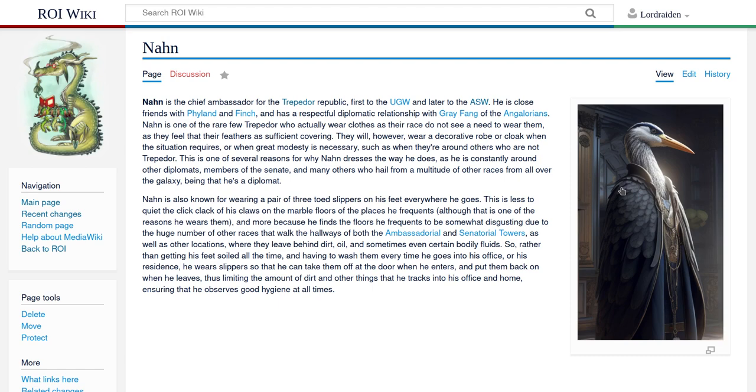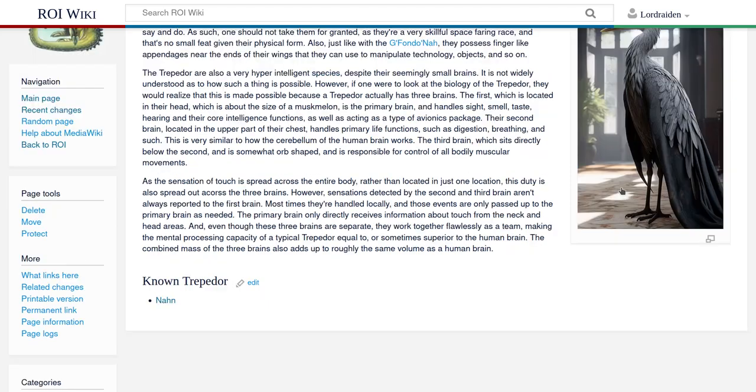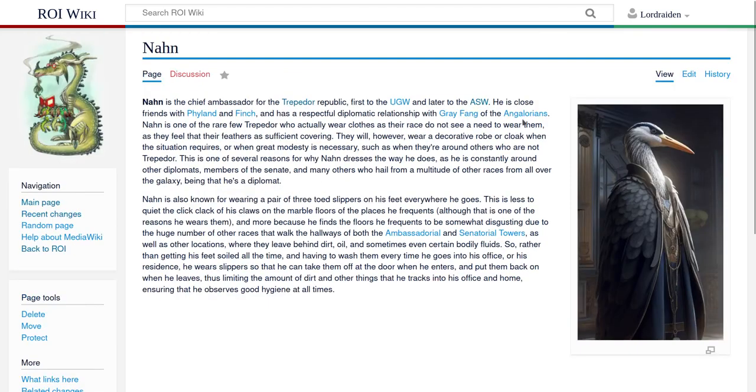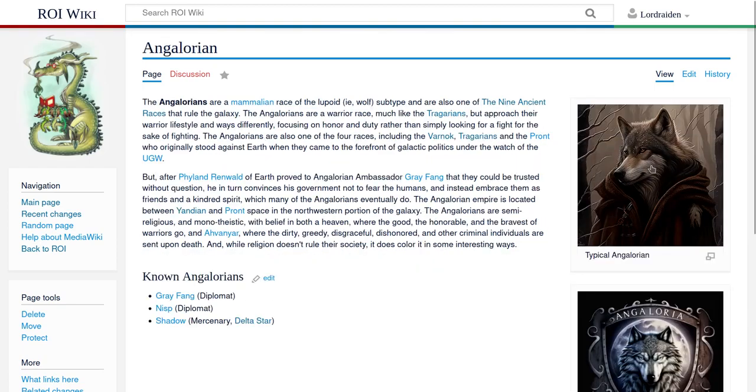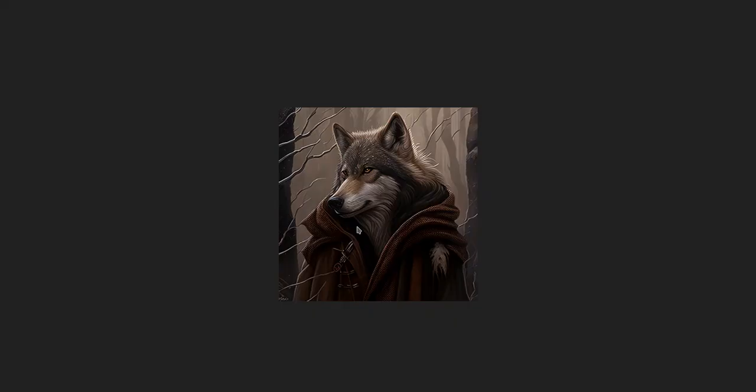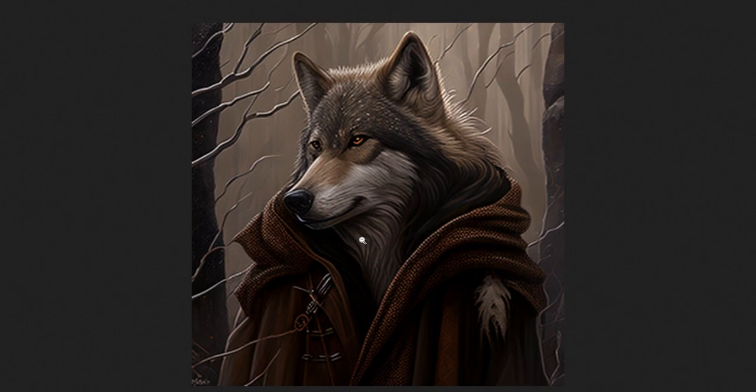One is like an avionics package similar to the Gate Fawn, and the other one is the actual quote-unquote brain, the seat of intelligence. So that was my way to explain that. And then you have the Angolorians. They're very wolf-like.